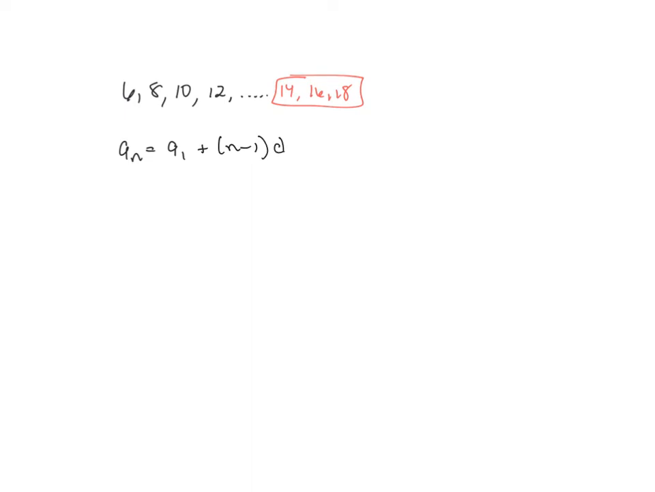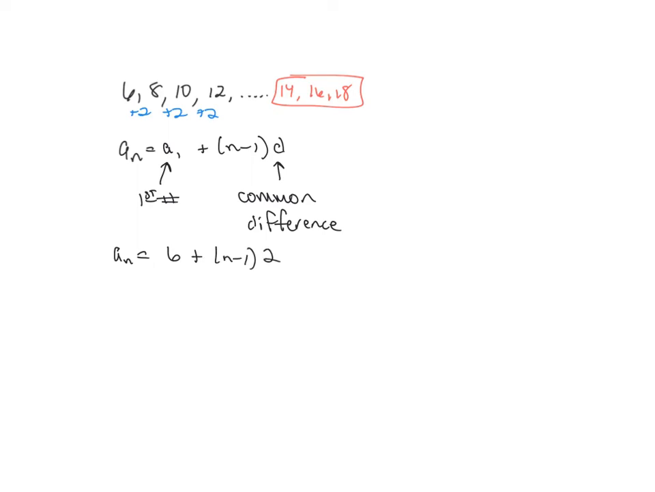So you need to have that formula memorized. So that's an A at the beginning. Make it look more like A. So the A sub 1, we call it, is the first number, and the d at the end is the common difference. So if I look at this problem, I notice that they all go up by 2. So that's the common difference. So the equation would be 6, because that's the first number, and minus 1, and the common difference is 2.